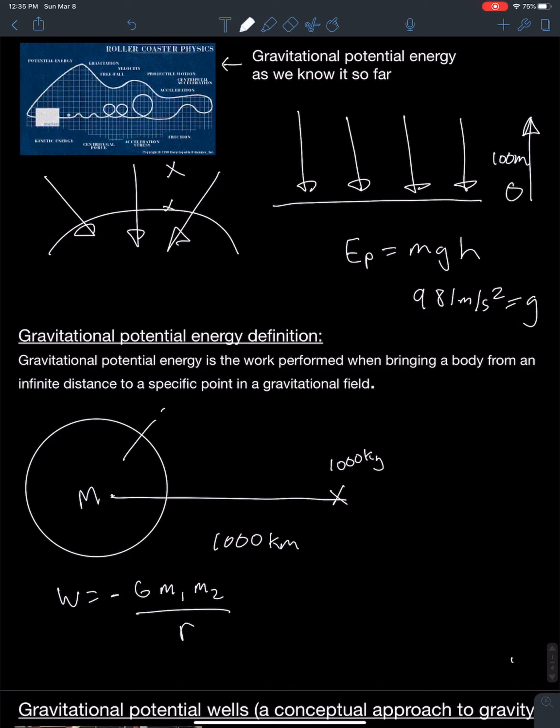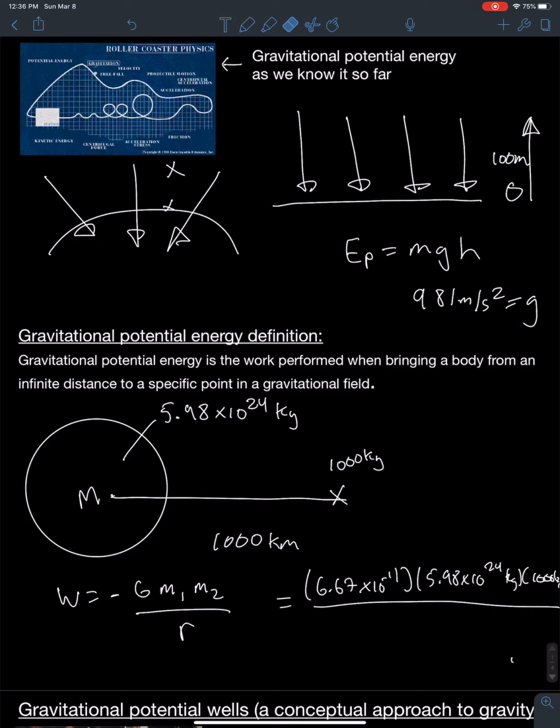Okay, and let's say this object is 1,000 kilograms. The mass of the Earth is 5.98 times 10 to the 24 kilograms. Okay, so 6.67 times 10 to the minus 11, which is G, times 5.98 times 10 to the 24 kilograms times 1,000, divided by r. R is 1,000 kilometers. Now I got to convert that into meters. So 1,000 kilometers multiplied by 1,000 will give me my meters. So it's going to be 1 million meters.